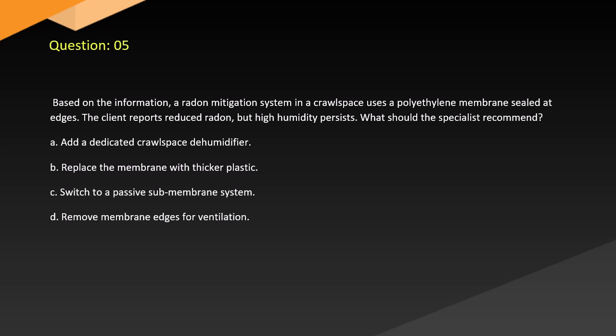A. Add a dedicated crawlspace dehumidifier. B. Replace the membrane with thicker plastic. C. Switch to a passive submembrane system. D. Remove membrane edges for ventilation.